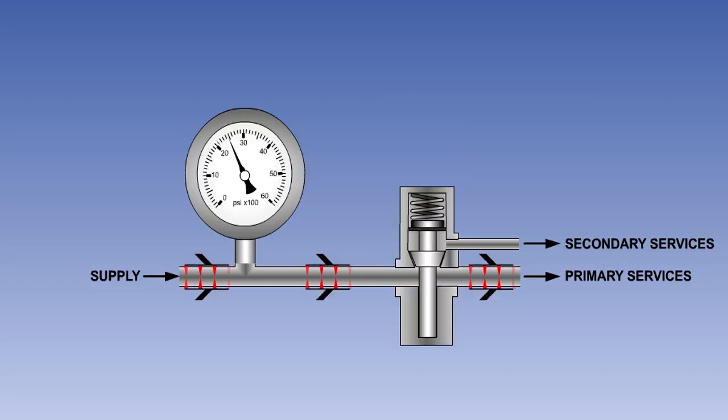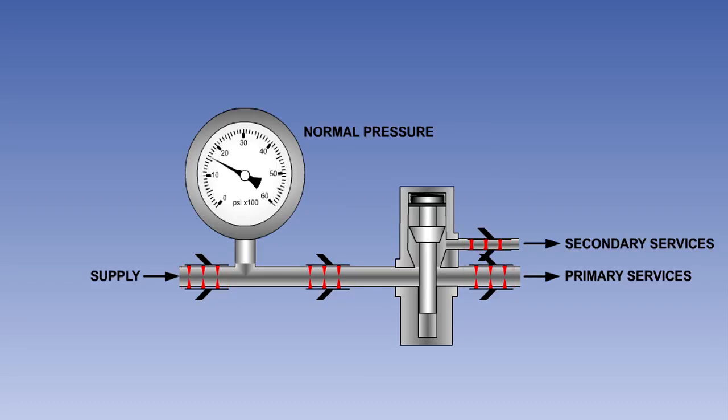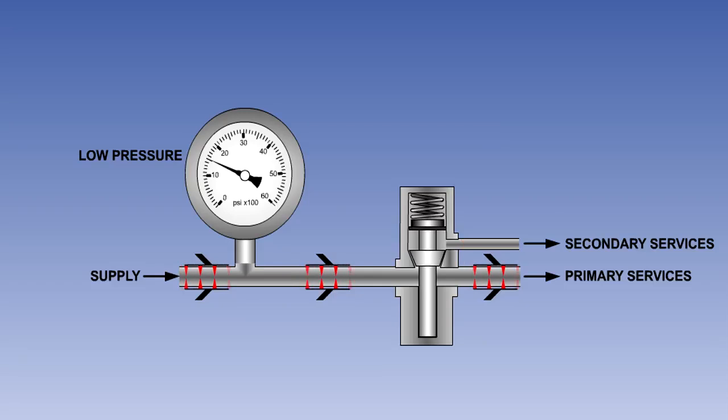When normal operating pressure is available, the pressure acting on the bottom of the valve will be sufficient to push it up against the spring, allowing fluid to flow to the secondary services. The valve will now monitor system pressure. If pressure should fall, either because of high demand or a system fault, the spring will overcome the hydraulic pressure on the bottom of the valve, pushing it down, closing off the supply to the secondary services, giving priority to the primary services, until the pressure returns to normal.